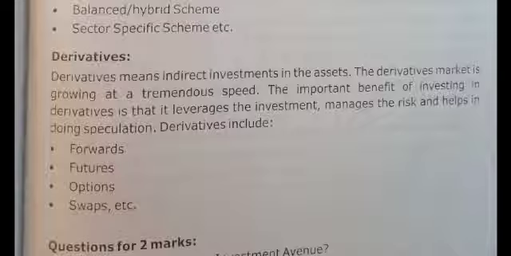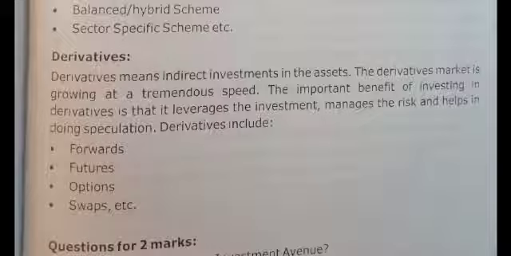Derivatives includes... So you are familiar with the financial terminology like speculation. Speculation means you are buying shares at lower price, and when the price will increase, immediately you are going to sell those shares to the others. So that type of speculation you may be doing. The speculation may be in the form of buying shares at a lower price and selling at a higher price. There are some type of people called speculators. They are doing this type of function.